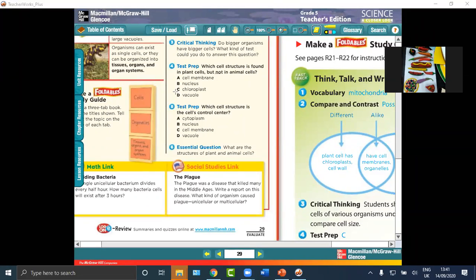Number 4. Which cell structure is found in a plant cell but not in an animal cell? Chloroplast. Yes, chloroplast.